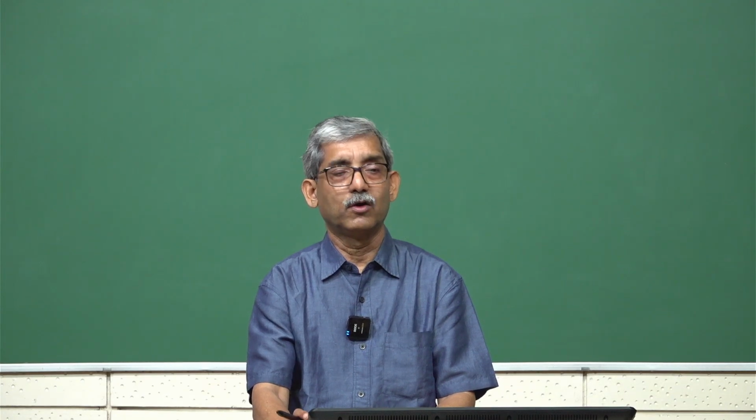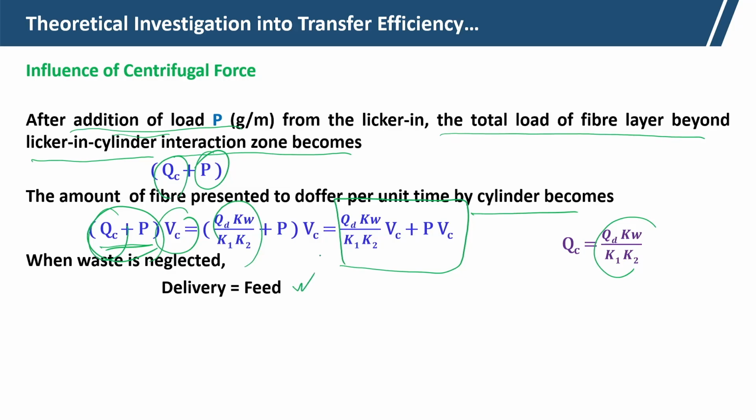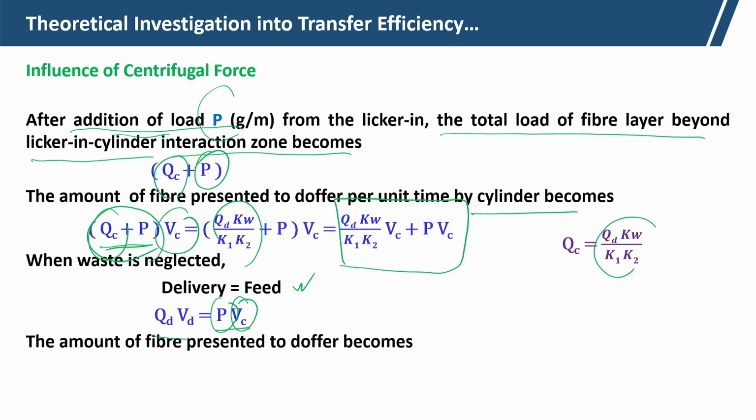So, delivery equal to feed at that time. So, if waste is not there, whatever material is fed, that is delivered. So, QD VD equal to P multiplied VC. P is the amount of material fed always. So, the amount of fiber presented to doffer becomes this. So, this is the material on the load card and additional material. Okay, additional material is there.